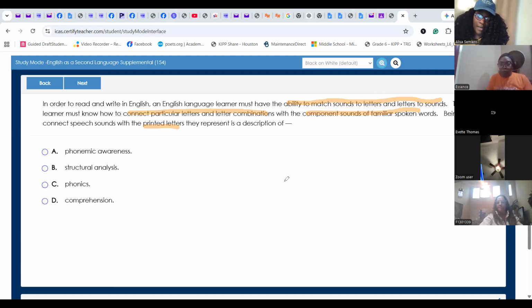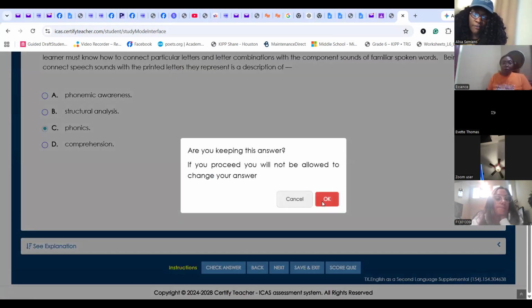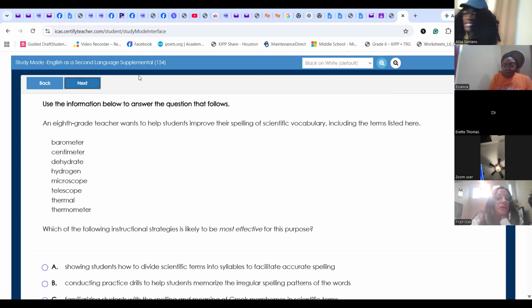So this would have been phonics, right? So you remember we were talking about graphophonemic phonics, right? So that is when you're basically matching the letters to the sounds. With phonemic awareness, that's auditory only. You don't have to see the letters. You just only deal with the sounds. So this would be C, phonics. Any questions about this one? Just make sure you read extra careful. I noticed we went really fast on this question, so I would just slow it down a little bit. So next question.